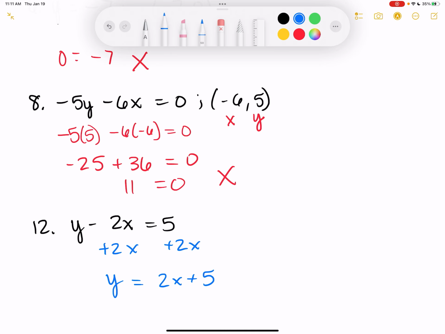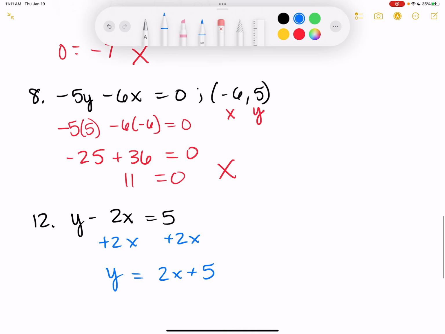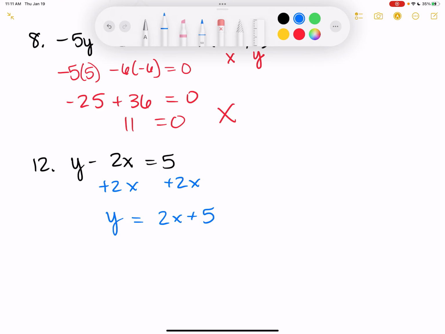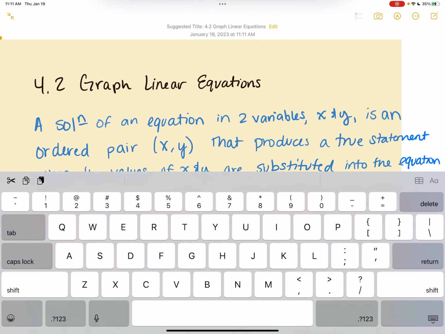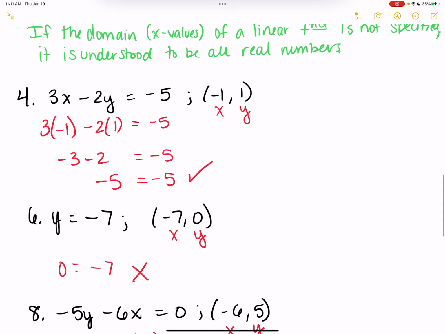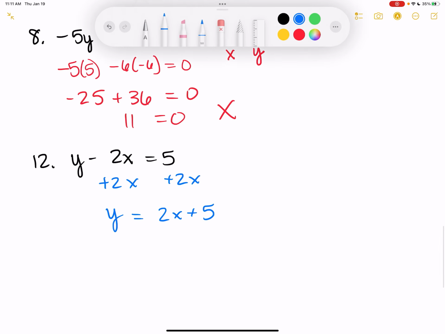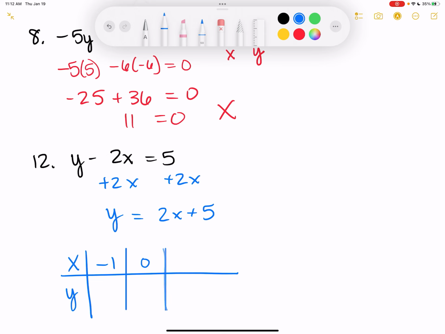Then step 2 said to make a table. Minimum of 3 values in the table. So I do an XY table like this. And then I like to pick easy numbers to plug in. So I like to pick stuff like -1, 0, and 1, personally. They're the easiest values to work with.